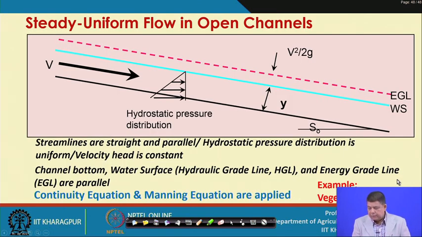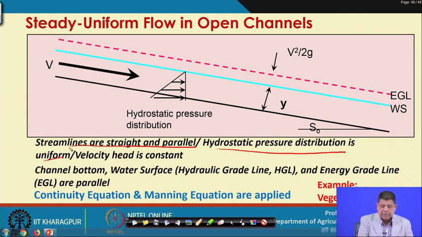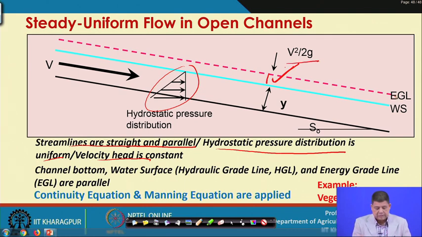So, steady uniform flow in a channel, if you consider open channels, then basically we know that steady uniform flow is that the depth of flow does not change with time or with the space. In this case streamlines are straight and parallel. Hydrostatic pressure distribution will be uniform, and velocity head will be constant. This is velocity head v square by 2g, that will remain constant throughout.